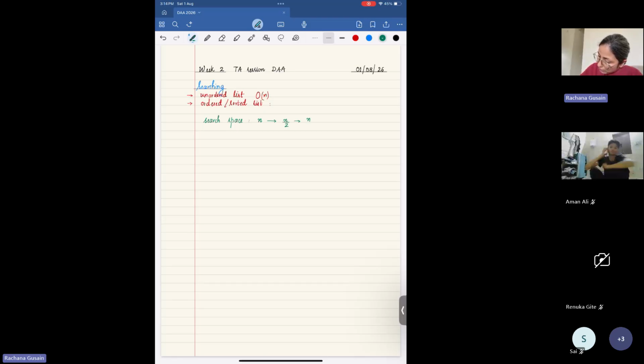Since we are discarding half of the space in every iteration, you can see that it will only take me log n iterations to eventually either find the element or, without having scanned the entire list, be able to say whether the element is there in the list or not. So if it is ordered, then the running time would be big O of log n.